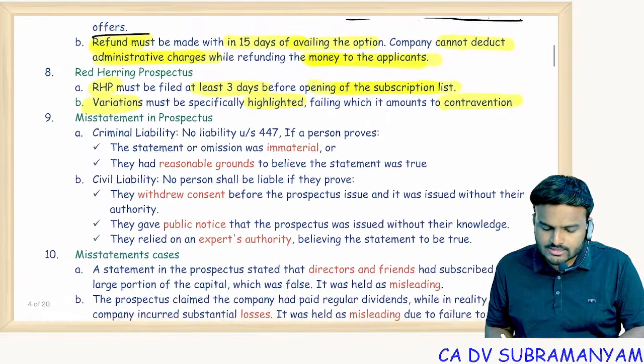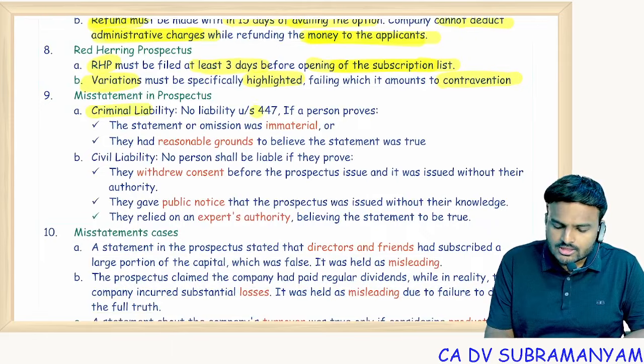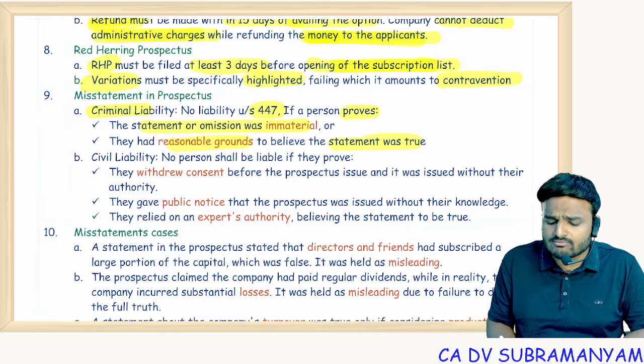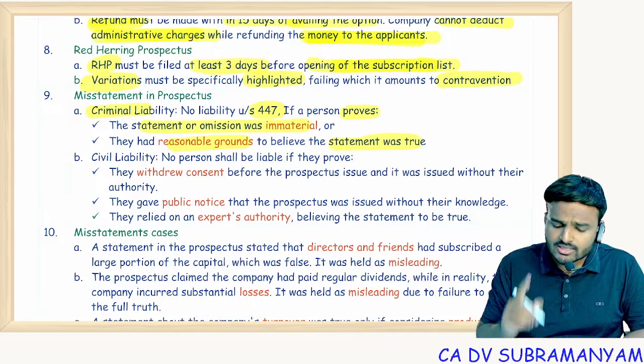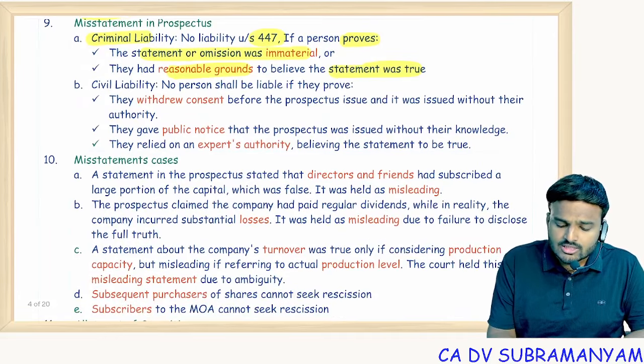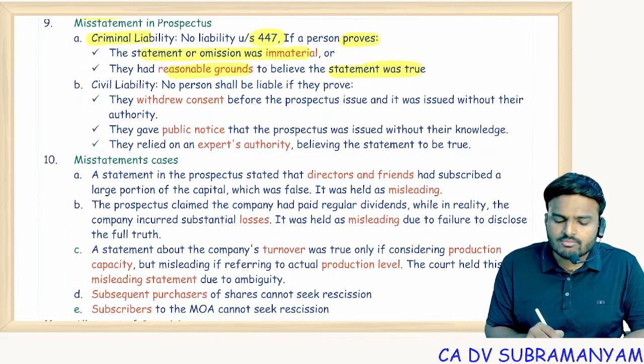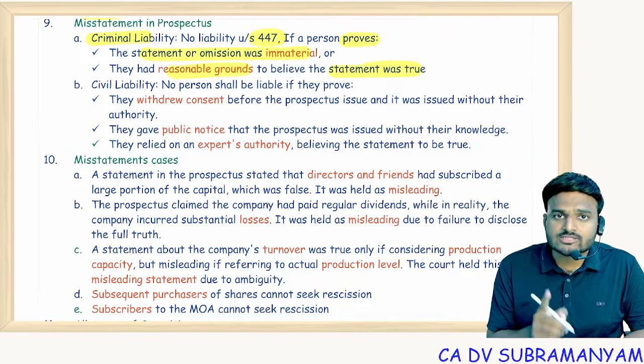Next one, misstatements in the prospectus. Criminal liability, Section 447. But if you prove that the statement was immaterial, or that you had reasonable grounds to believe the statement was true, then you will be exempted from criminal liability. Civil liability: what is civil liability? You have to compensate the investors who suffered loss.